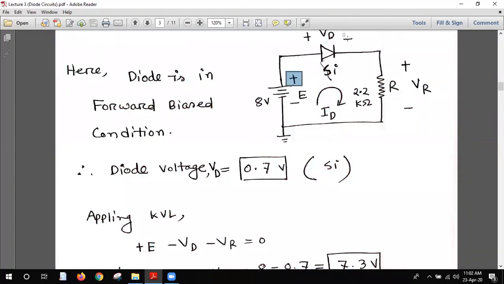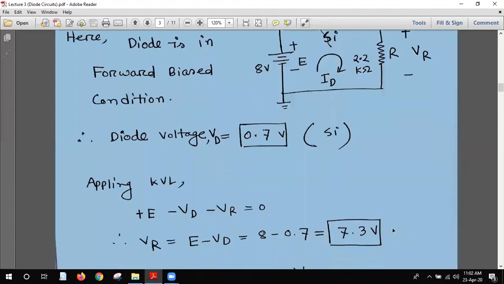Then we are taking the second sign, plus minus VD. It is not plus, it is minus, because the first sign is plus, the second sign is minus. We are taking the second sign for everyone. The second sign is plus E minus VD and minus VR, and that equals 0. That is the KVL. We take all the second signs and we get the equation equal to 0.